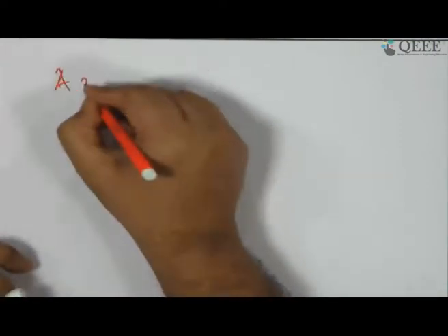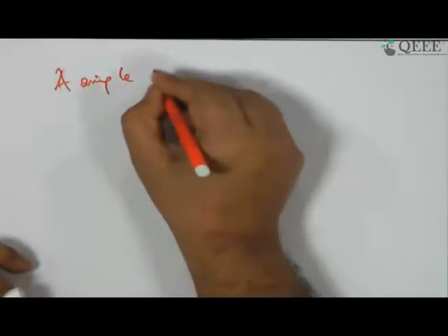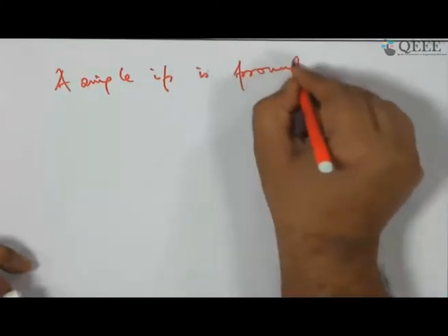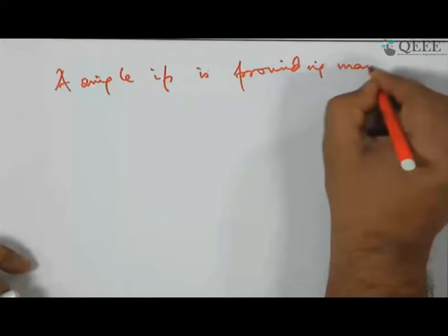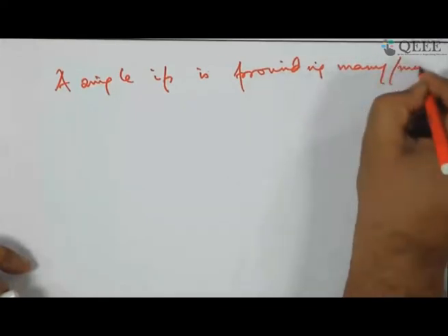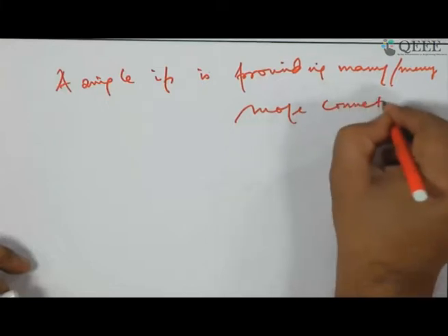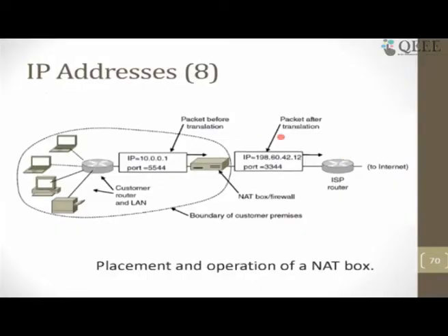So a single IP is providing many more connections. Fine. So this is how NAT works.